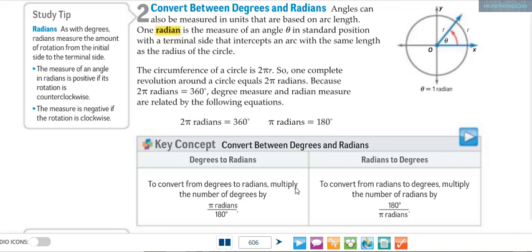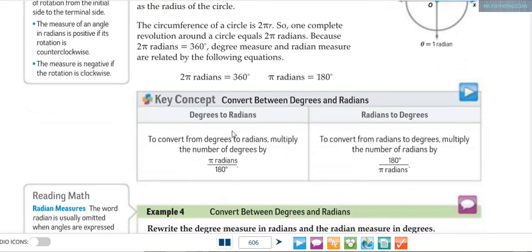So now, how can we convert? You need to memorize these two rules. This will not be given in the exam. If you want the radian, this is your aim, the radian. You have the degrees and you need the radian. Multiply times pi over 180.